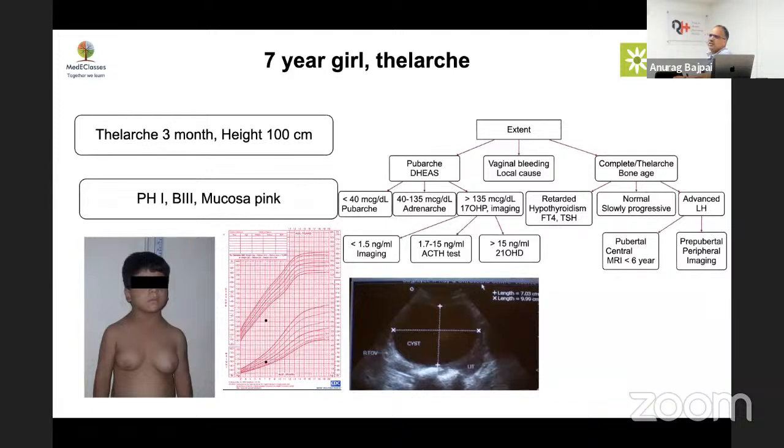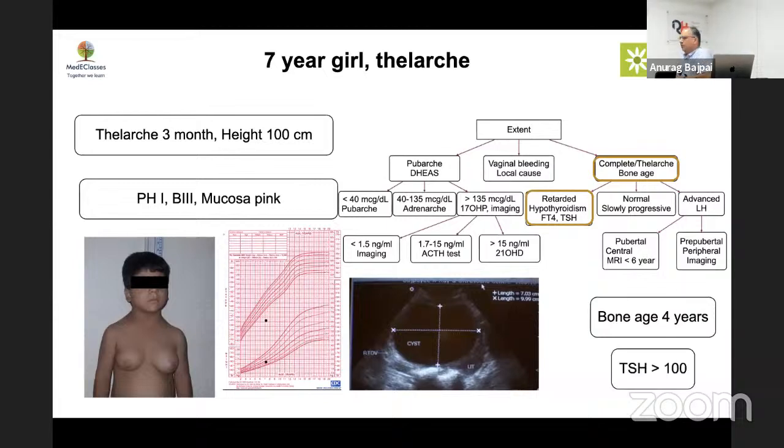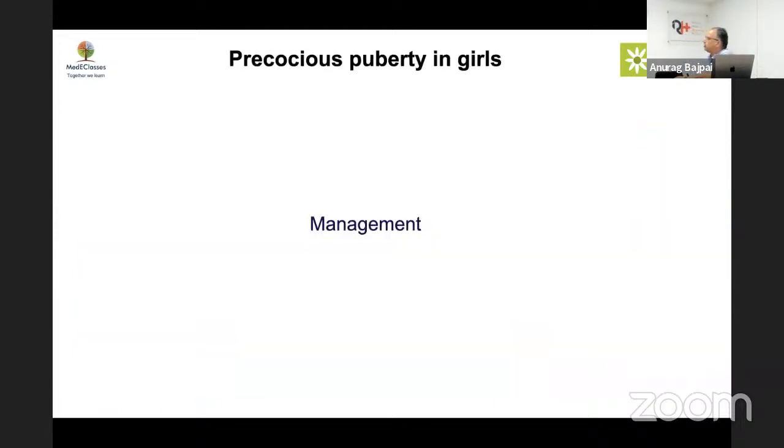And what is causing this precocious puberty in this girl? So TSH is acting on the FSH receptor causing precocious puberty. So clearly this is a case of hypothyroidism causing precocious puberty. TSH is very high. Don't do anything, just correct thyroid and you will get a good response in that regard.